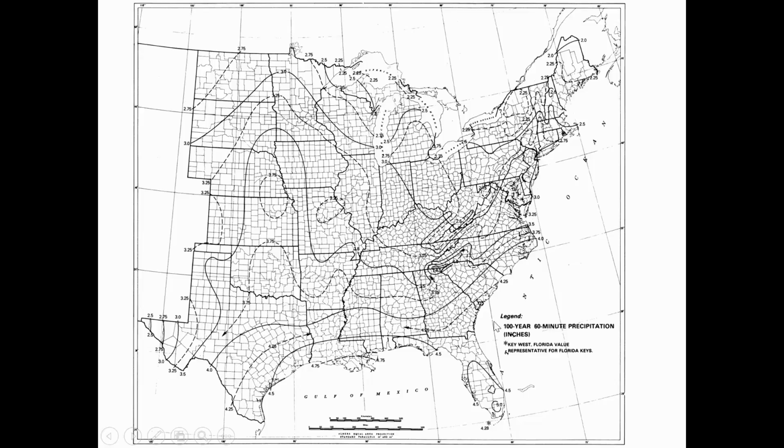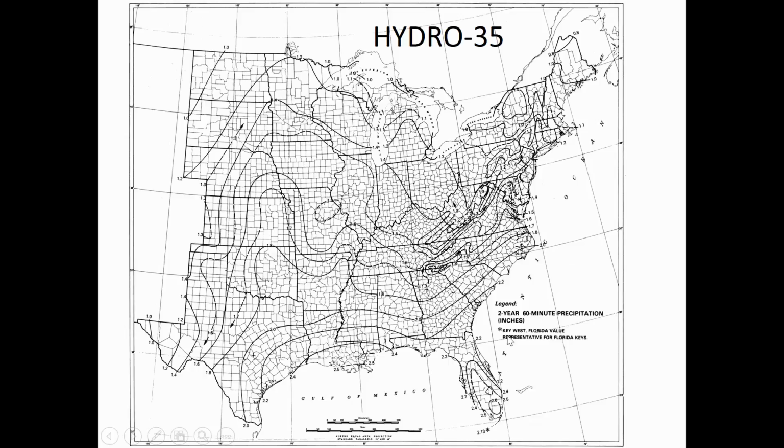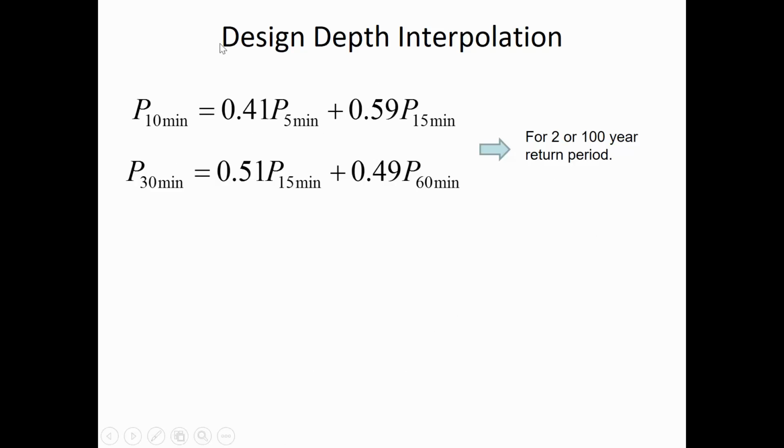And there's another figure in the book that shows the 100-year, 60-minute storm, and you find your location and interpolate between these contour lines and find the amounts. But there isn't a map like this for every return period and every storm duration, because you can interpolate between them. Once you have the 5-minute storm and the 15-minute storm, you could interpolate and find the precipitation depth for the 10-minute storm. The same thing is true for the 30-minute. You can use the 15 and the 60, and averaging between them according to this formula, you could find the precipitation amount for the 30-minute storm.